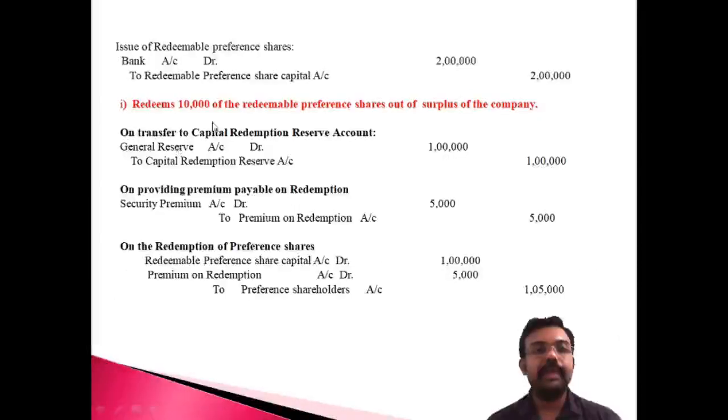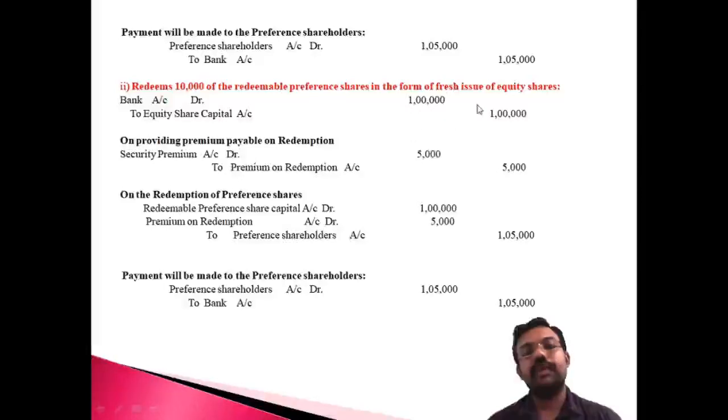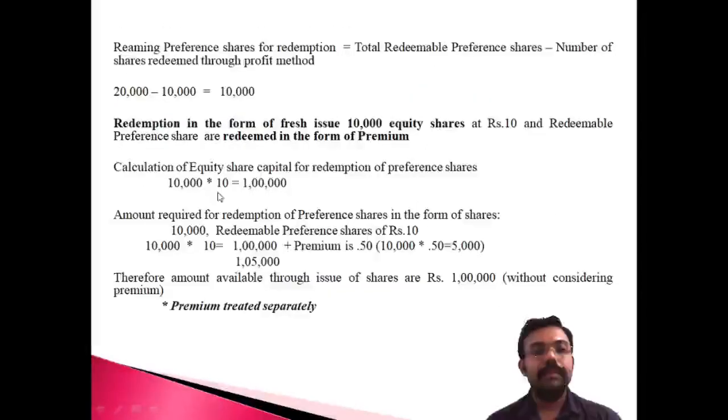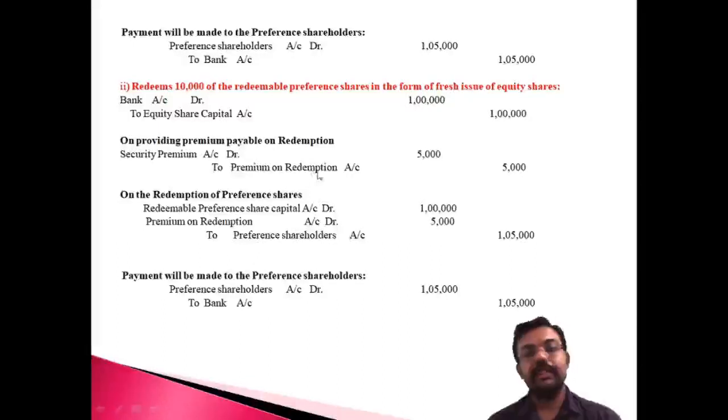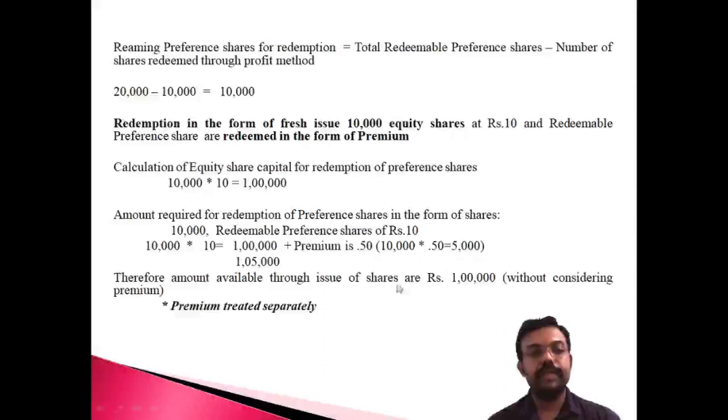So automatically the bank account at to the equity share capital is 1 lakh, and this is a part of the premium. That is a premium. The redemption in the form of the shares: the face value amount is 1 lakh and the premium amount is 5,000. So the 5,000 is a premium. The premium is always treated separately. So there's security premium account, premium on redemption 5,000, and these are the redeeming the premium. That's 1 lakh and 5,000. So 1 lakh 5,000 because there is 1 lakh and there's 5,000. It's in the form of the shares.